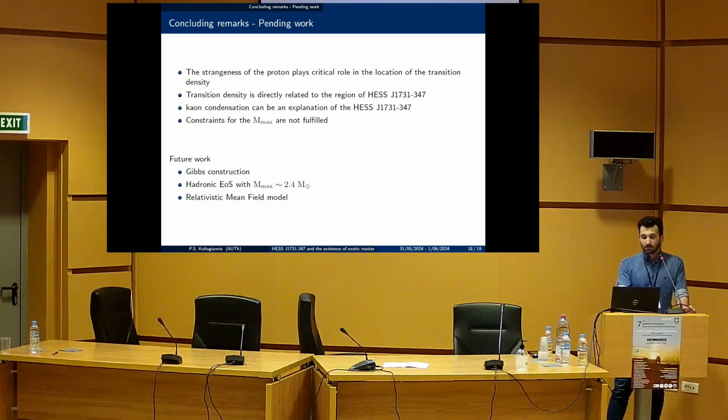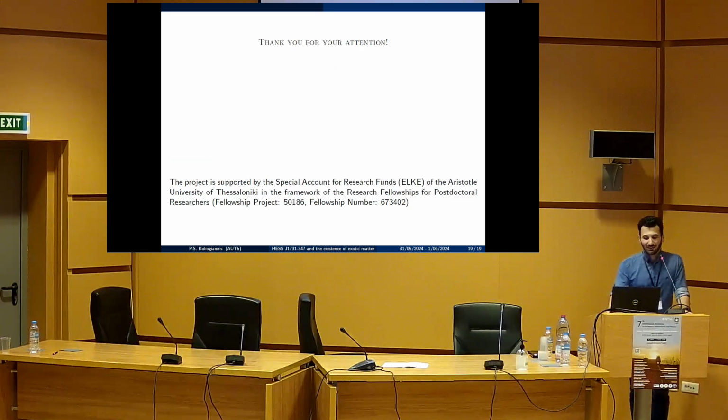Some future work contains the work that we need to do in order to fulfill these constraints, and we have to make a Gibbs construction in addition to a Maxwell construction, or maybe try a hadronic equation of state that reaches up to at least 2.4 solar masses, so that the reduction of the maximum mass will still be in the observational data. And also, an approach is to use a relativistic mean field model with the help of our collaborators from HESS University. Thank you very much.